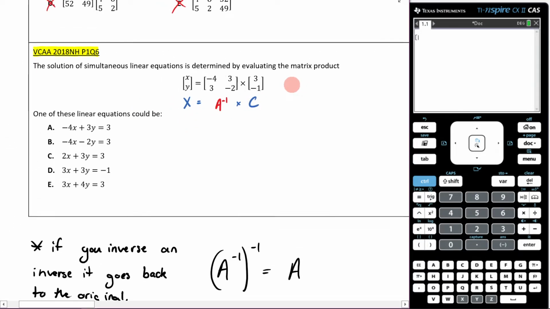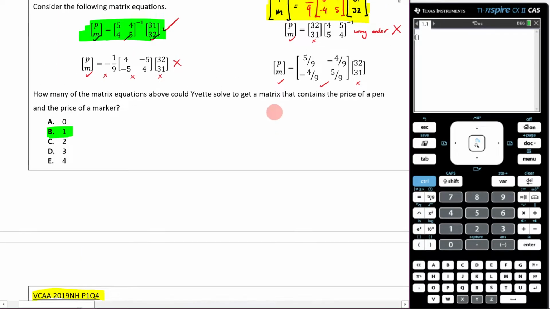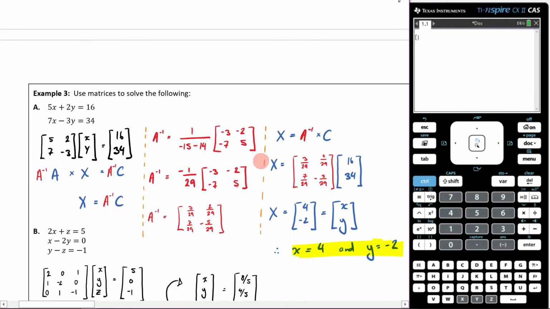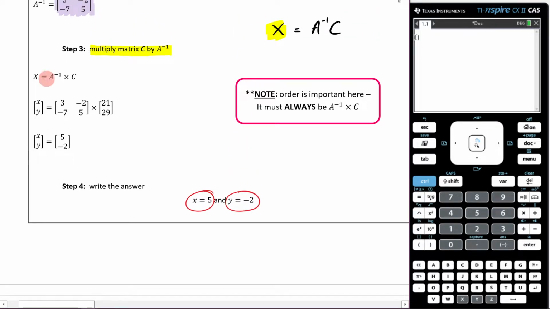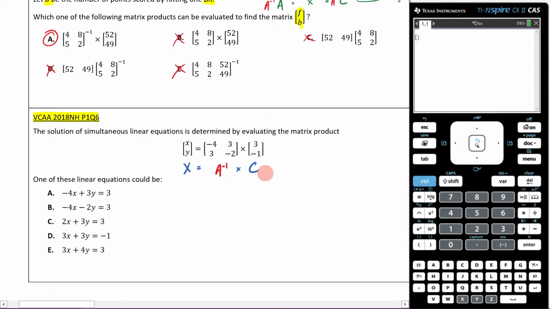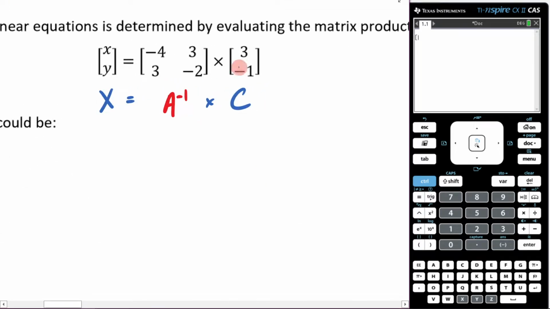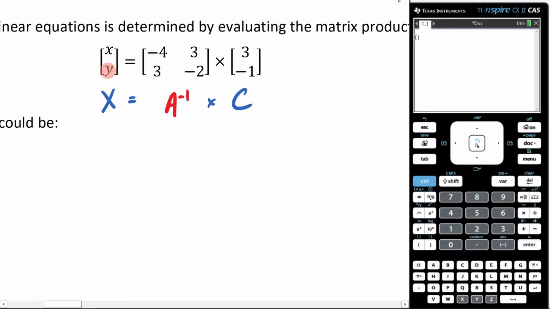If we come back for a second and scroll back up through our notes, this is what we saw all the time. Remember, x is equal to the inverse of A times C. That's what x is by definition. And we know that x is this thing right there, then that's the inverse, and then that's C. So now that we come to this question, they've given us what C is, they've given us the inverse of A, and they've given us x here as well.